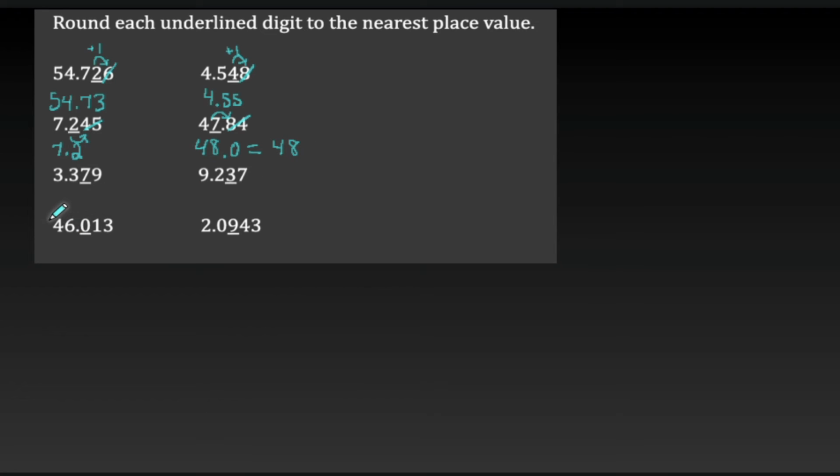Okay. What about the 3.379? We're rounding the 7 and looking to its immediate right. It's a 9, meaning this 7 increases by 1, giving us 3.38. We have 9.237. So we're rounding the 3. Look to its immediate right. It's 7, which is 5 or more. We add 1 to 3, giving us 9.24.